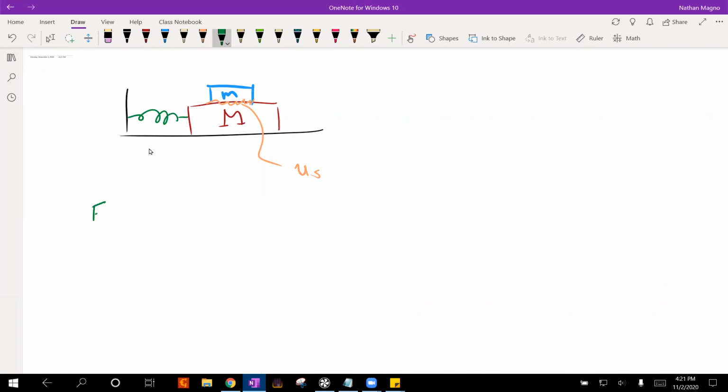So find the max amplitude. I can't spell today. Find amplitude max such that blocks will not slip. Okay, so this will be the last problem we go over today. There is one more problem, but as usual, I'll put all of these online.